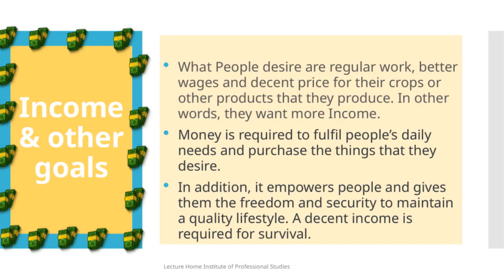Today, I want to talk about what people truly desire in their lives. Essentially, what most people want is regular work, better wages, and fair prices for the crops or other products they produce. In simple terms, they are looking for more income. Money plays a crucial role because it helps us meet our daily needs and buy the things we desire. But it's not just about the basics. Money also empowers us. It gives us the freedom and security to maintain a good quality of life. Having a decent income is essential for survival, yes, but it also allows us to pursue our goals and improve our living standards. So, when we talk about income and other related goals, we're really focusing on how financial stability impacts every aspect of our lives and our ability to thrive.